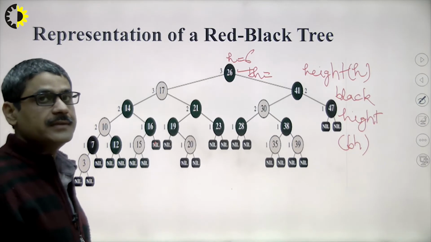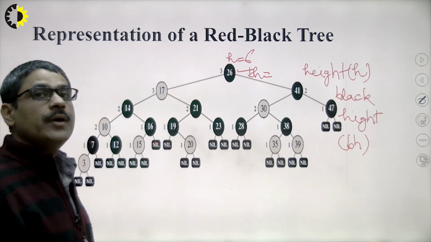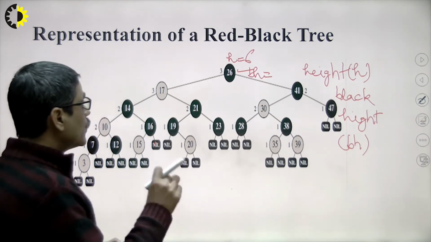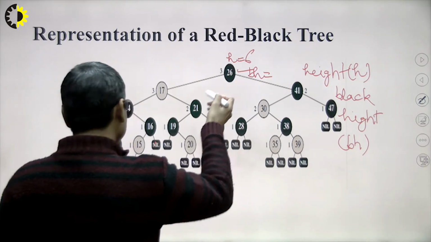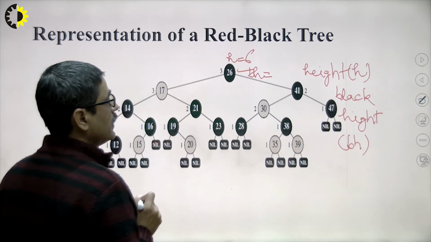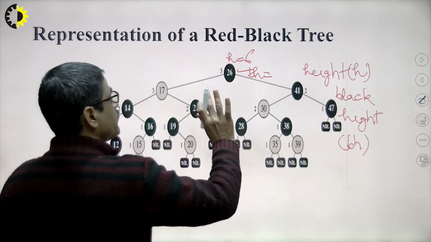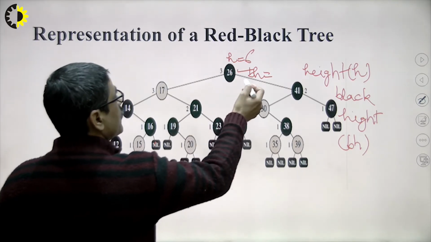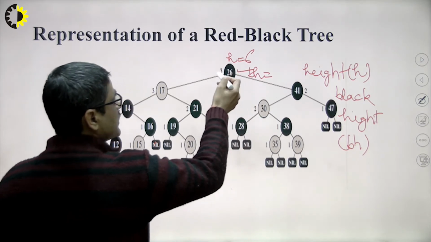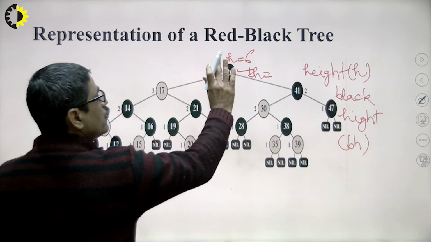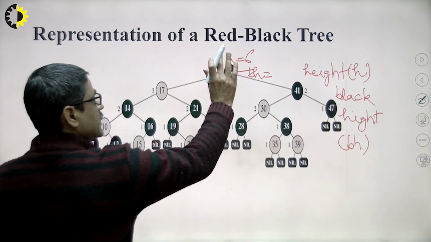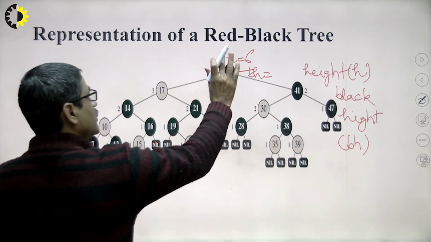That is the simple height. What is black height? It is the number of black nodes appearing in the path from the node to a leaf, excluding that node. If you are going to calculate the black height for this particular node, you have to remove this node's color, meaning you cannot include that node.